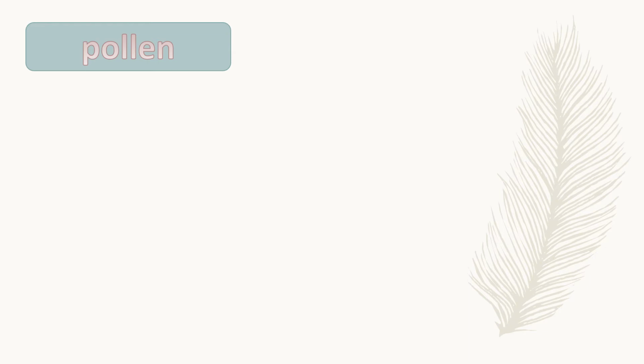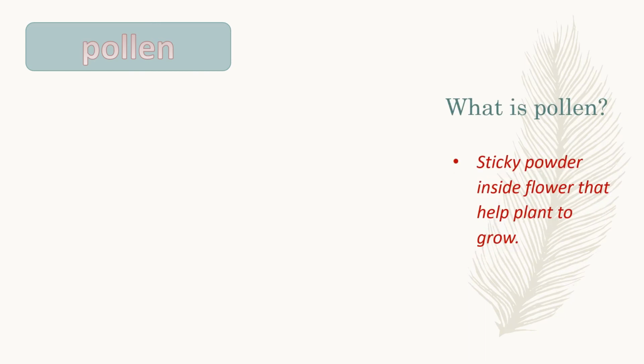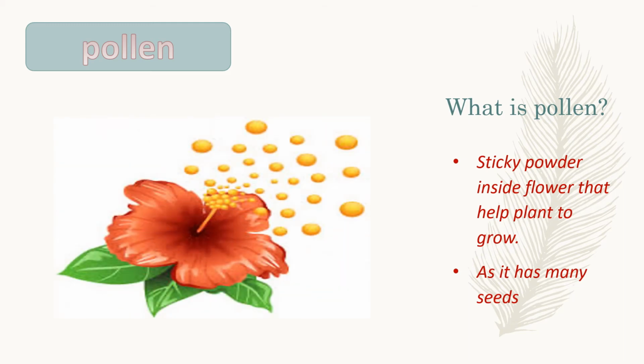Pollen. Come to a new word inside our vocab. Pollen. What does pollen mean? What is pollen? Pollen is a sticky powder inside a flower that helps a plant to grow, as it has many seeds. Look here, this is the pollen as you see in the picture. Can you see this flower? This flower has pollen inside.